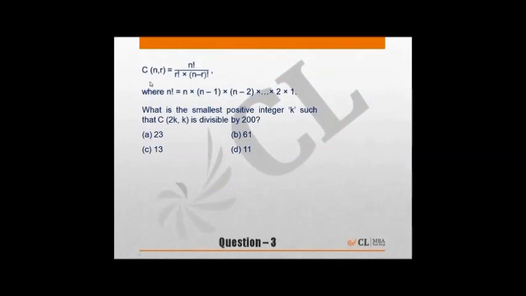Question 3. C n r is equal to n factorial upon r factorial into n minus r factorial. I am sure all of us know this. Let's move on to the question. What is the smallest positive integer k such that C 2k k is divisible by 200?